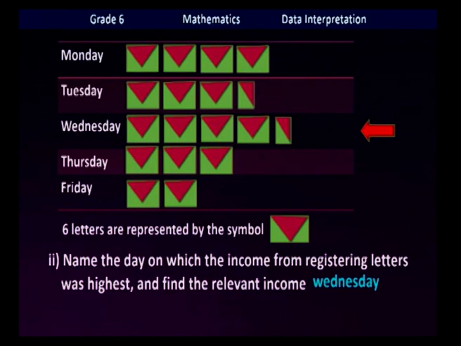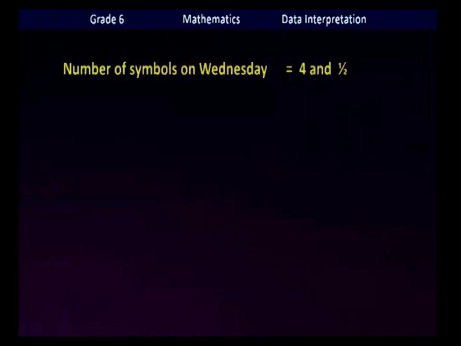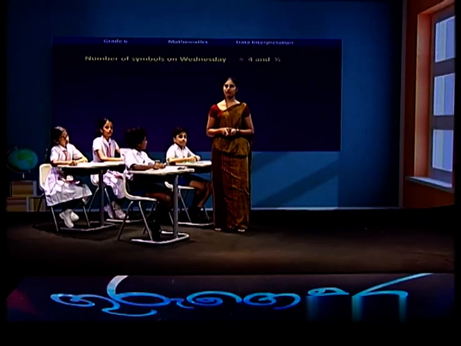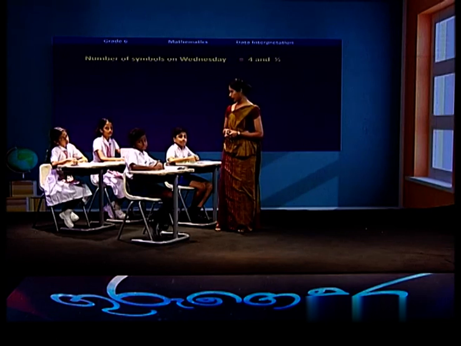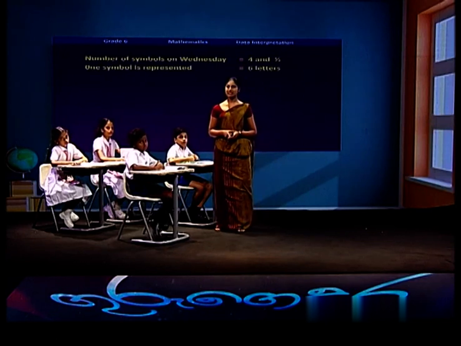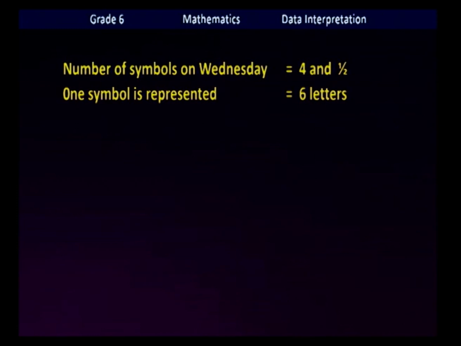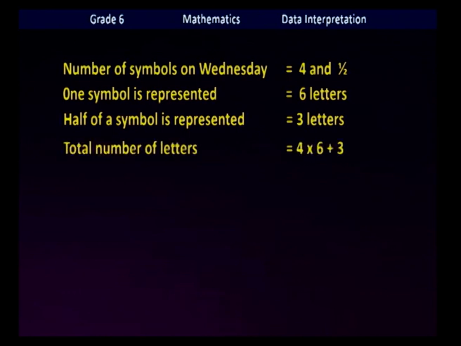4 and a half. One symbol represents 6 letters and half of a symbol represents 3 letters. Very good. Then we'll see how to do it. The number of symbols on Wednesday is 4.5. One symbol represents 6 letters. Then half of a symbol represents 3 letters. Okay, tell me how many letters on Wednesday? 27. Yes, we have to multiply 6 by 4 and add another 3 because of that half of the symbol. Okay, the answer is 27.